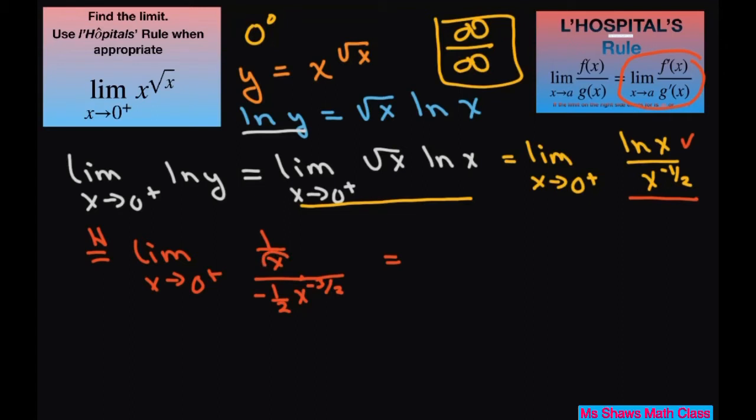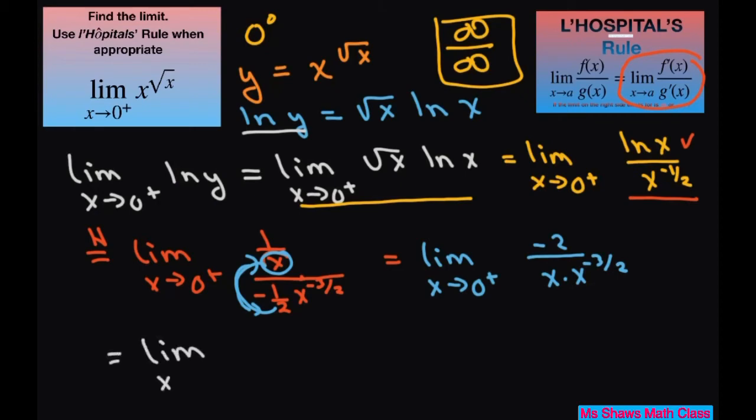I can move this x down in the denominator, and I can move this 2 up here. So this is going to equal the limit as x approaches 0 from the right. I'm going to have negative 2, and when I move this x down, I'm going to have x times x to the negative 3/2 power. I'm going to go ahead and move the negative 2 in front here.